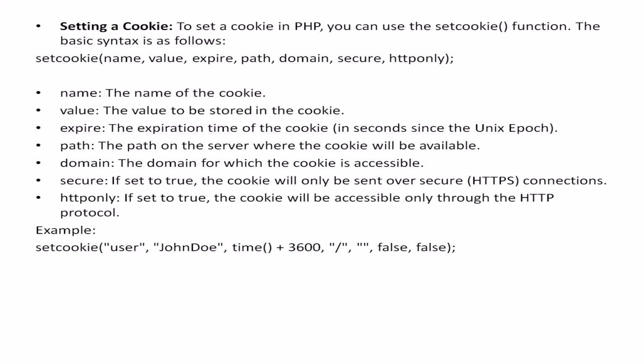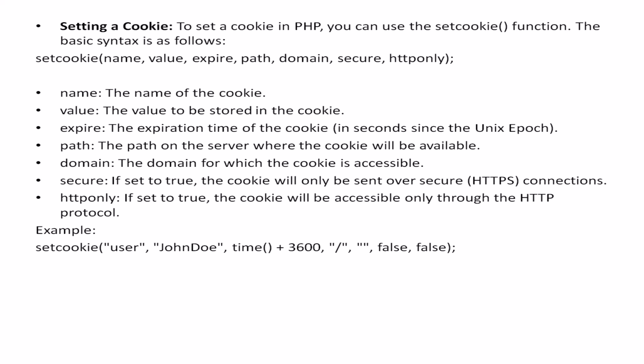Setting a cookie. To set a cookie in PHP, you can use the setcookie function. The basic syntax is as follows: setcookie(name, value, expire, path, domain, secure, httponly). Whether you are saving for HTTP or HTTPS depends upon you. Name defines the name of the cookie. Value defines the value to be stored in the cookie. Expire defines the expiration time of the cookie. Path defines the path of the server where the cookie will be available.